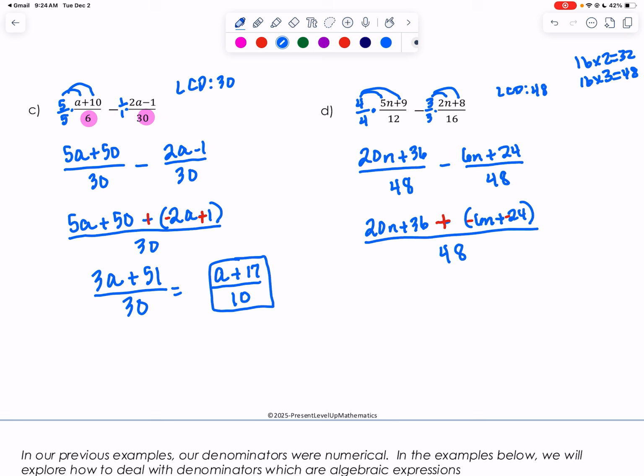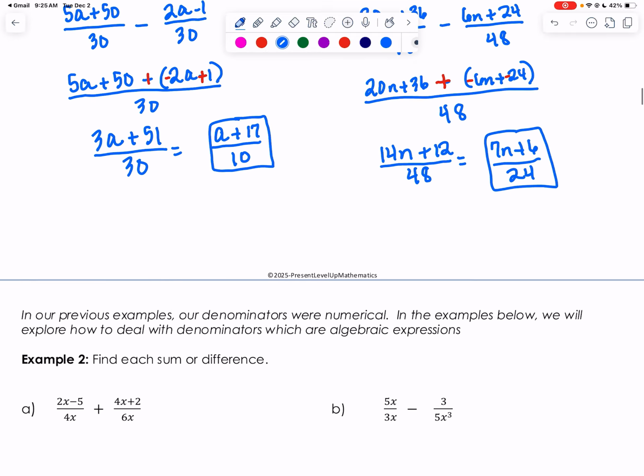Now we can combine like terms. 20n minus 6n would be 14n. 36 minus 24 would be positive 12. And that's all over 48. Now, I would box that in, but I'm noticing there's a common factor here of 2. So if I divide everything by 2, I would get 7n plus 6 over 24. This is said to be in simplest form. All right.